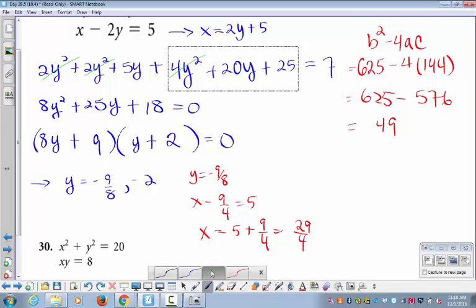And then when we choose the other y value of negative 2, plug that into equation 2. We get x plus 4 is equal to 5. So that tells us that x is 1. And therefore, our final answer, we have 2 ordered pairs, 29 over 4, comma, minus 9/8.